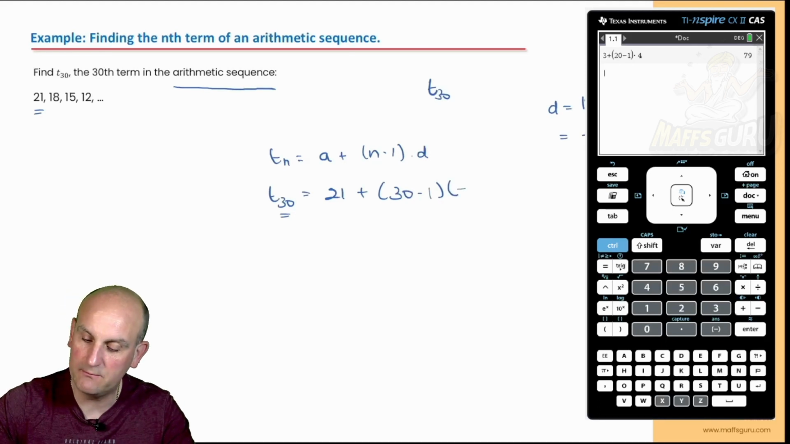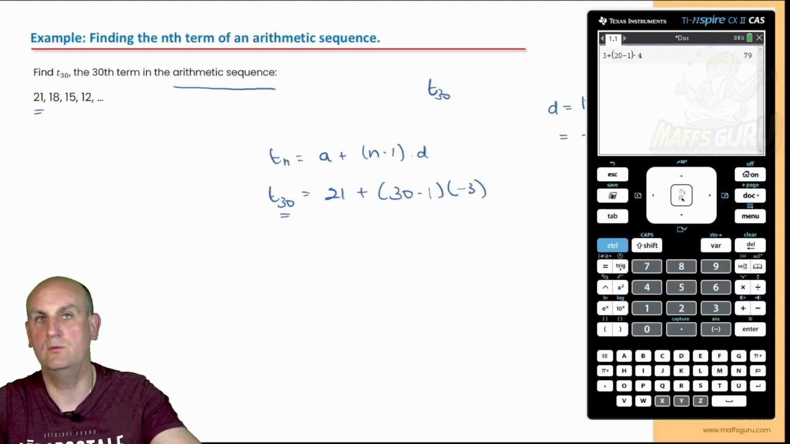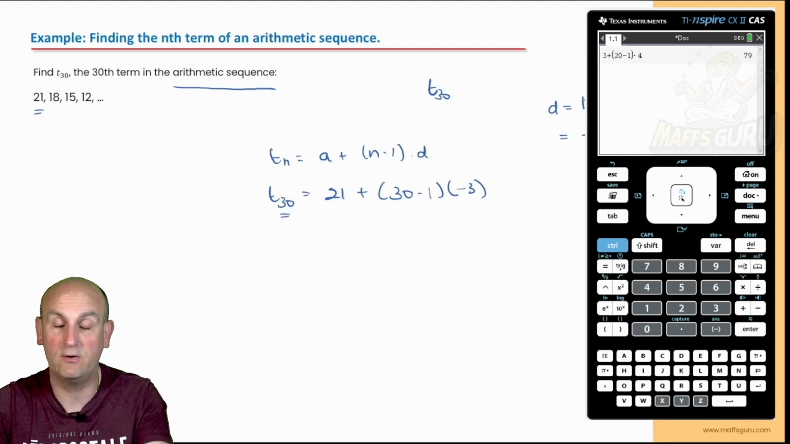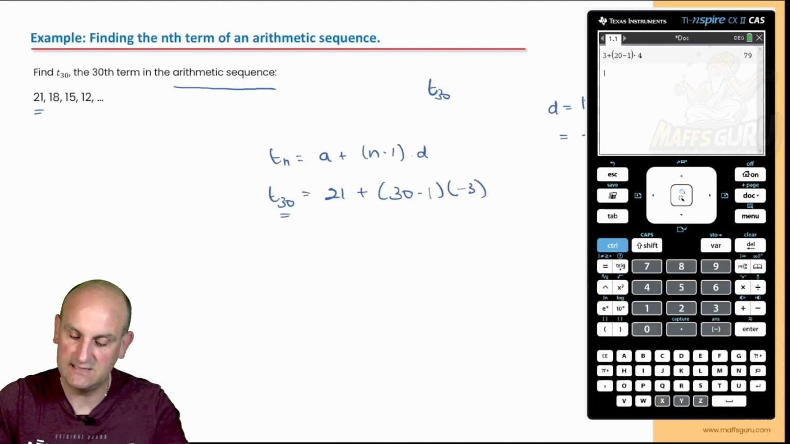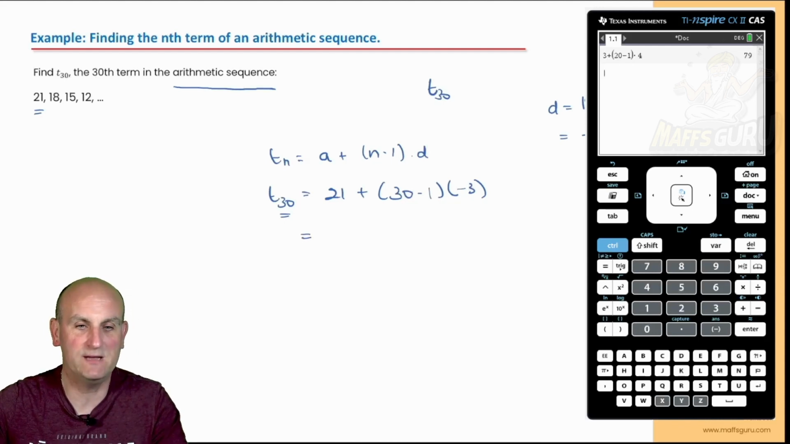Now, again, I'm going to put that in brackets as a minus 3. I don't want to miss that minus sign. My brain is pre-programmed to miss the minus sign. The open bracket there is helpful. How am I going to do this? Well, of course, I'm just going to bang it in my calculator.